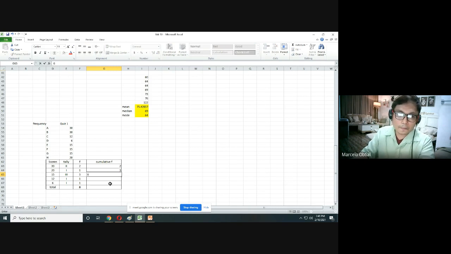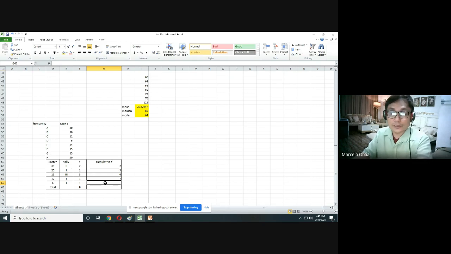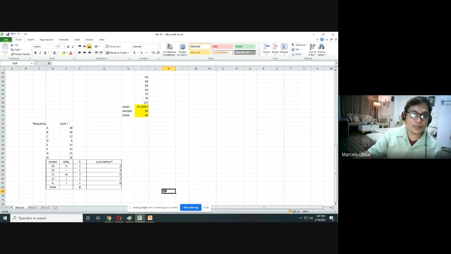Nakuha, ma'am, sir? Then next, ang gagawin natin, i-add natin itong first 4 na rows, itong sa frequency. So 2 plus 1 plus 3 plus 1 will give us 7. Okay? And last, always talaga siya mag-equal sa total frequency, which is in this case 8. Okay? That is cumulative frequency.